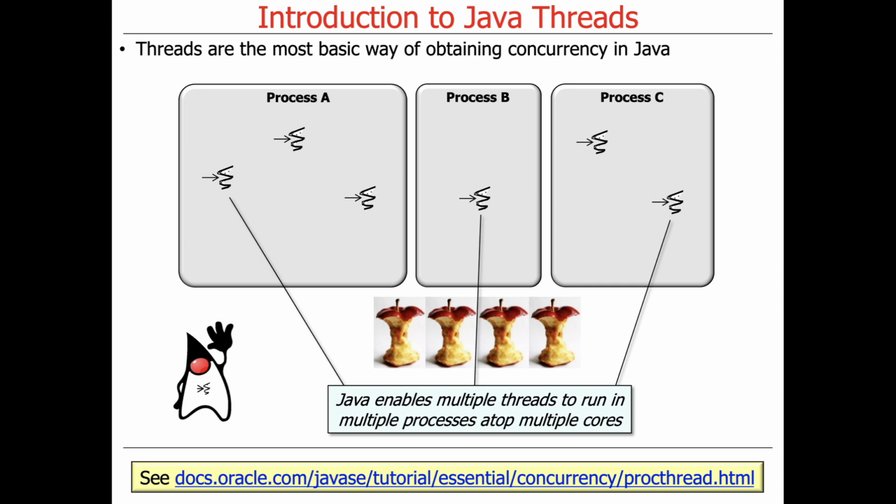Java enables multiple threads to run in multiple processes atop multiple cores. And this, of course, is all in the context of a computer, like my laptop, or my smartphone, or my desktop, if I had a desktop. So we'll see that there are other ways of doing computation that involve multiple computers, and that gets us into a whole other fascinating topic, such as reactive microservices, which are all the rage these days.